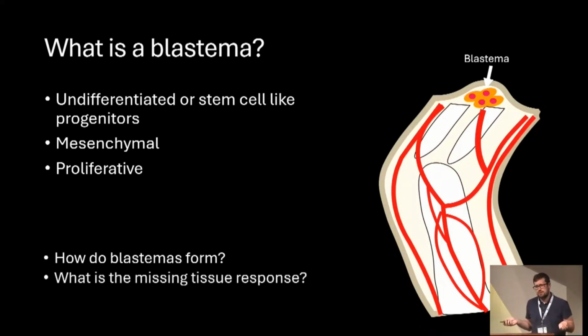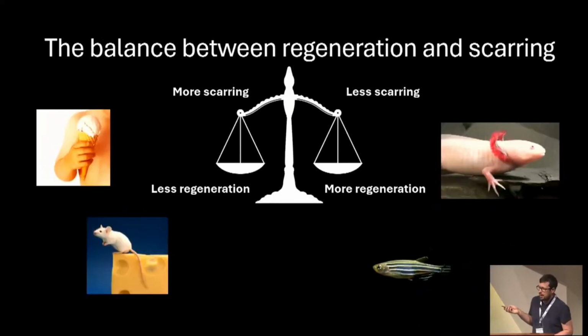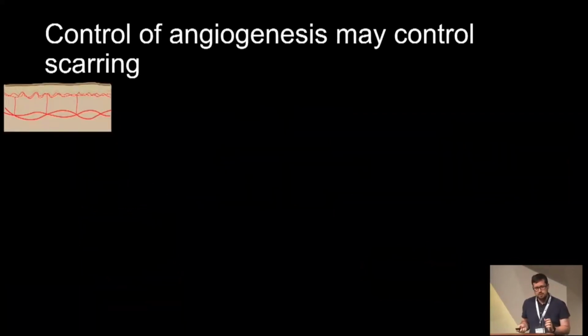And how do axolotls respond to a missing tissue response? Especially when you compare this to organisms which scar versus those which regenerate. So mammals like ourselves and mice tend not to be as regenerative and scar more than other animals such as salamanders and zebrafish. So what's the difference here? So I think that angiogenesis might be part of the process.